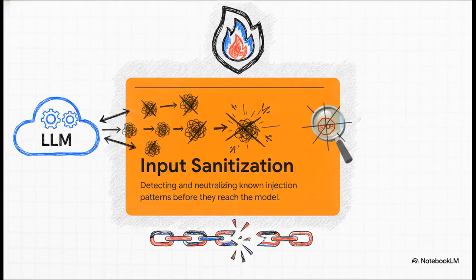Layer 1 is input sanitization. This is all about detecting and neutralizing known injection patterns before they ever reach the model. Now, this is highly effective against simple direct attacks, like our basic ignore previous instructions example, but it is largely useless against endless paraphrase variants and does absolutely nothing against indirect injections.